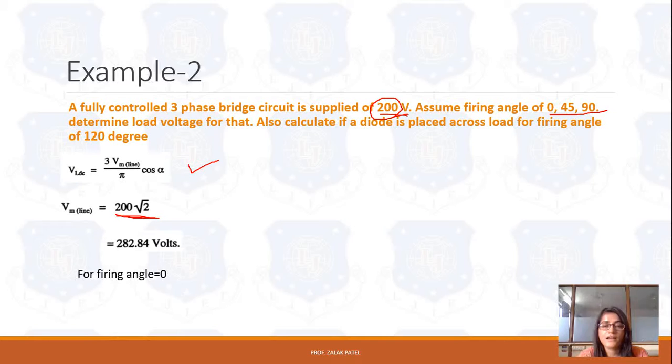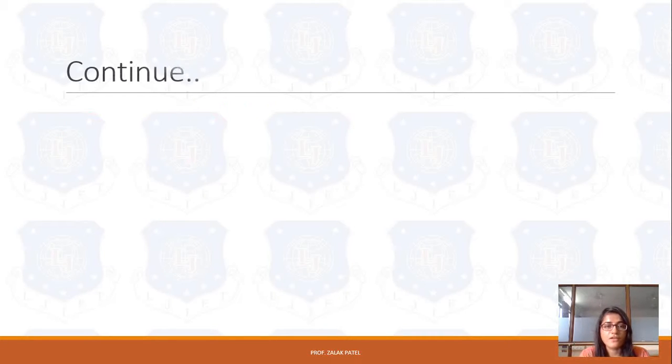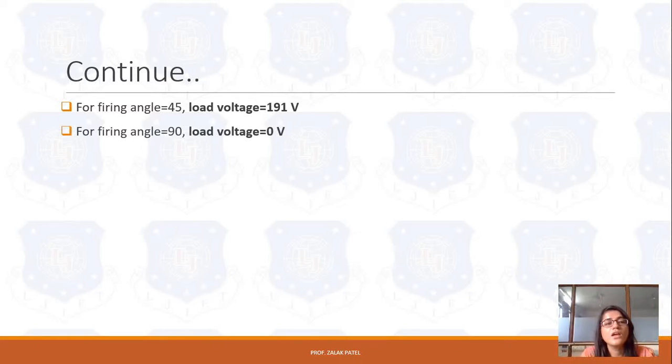Now for firing angle alpha equal to 0 degree. Again if we put the values in this equation, Vm is now this 282.84. So it is 3 into 282.84 upon pi into cos 0. So it gives us the answer 270 volt. Same way for 45 degree it is 191 and for 90 degree it is 0 volt.